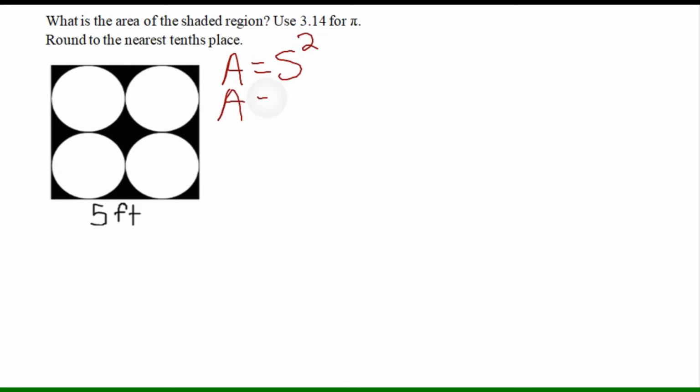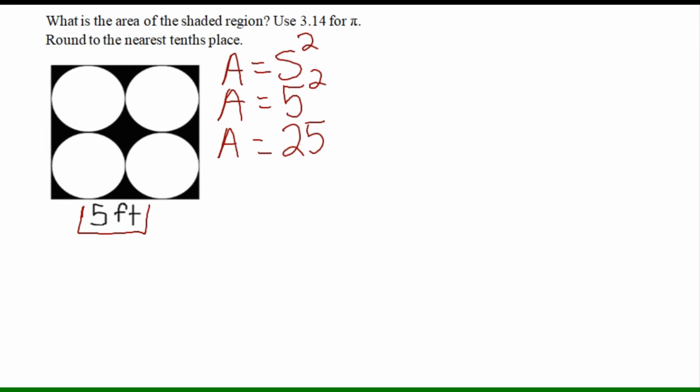Now we're going to substitute. The side length is equal to 5. This is our side length. So we're going to substitute 5 in for our side length, and then we know 5 squared is 25. So the area of the complete shape is 25 feet squared.